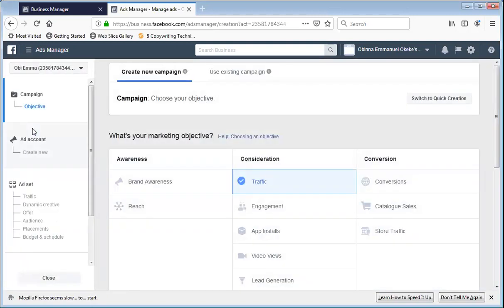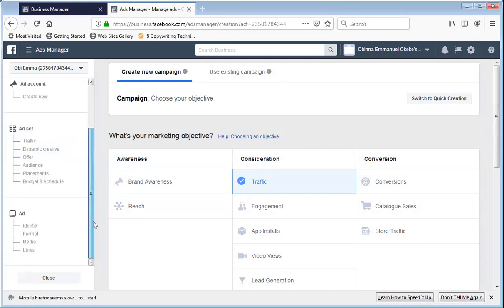All right. So this is where it all gets started. Now, let me quickly tell you this. When you talk about creating Facebook adverts, there are 3 stages. The first stage is the campaign stage. The second stage is the ad set stage. Then the last stage is the ad stage.